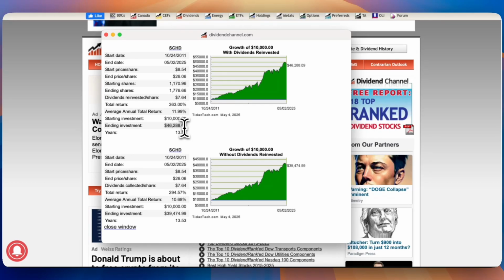That's an insane return, and it's pretty good compared to the S&P 500 and a lot of those other dividend stocks, such as Coca-Cola. You're going to see a much higher return with this ETF.